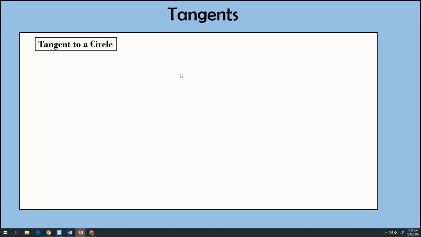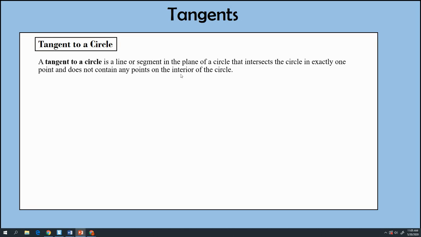Okay, so let's start out with the definition of a tangent line to a circle. A line is tangent to a circle, or a segment could be tangent to the circle, if it intersects the circle in exactly one point and doesn't contain any other points on the interior of the circle. Okay, so it's got to be a line that just touches the edge of a circle. And obviously, it can't pass through the circle or be touching the circle at 2 points like a chord does. So this has just got to kind of glance off the side of the circle and hit it in just one spot. And that spot that it hits the circle in is called the point of tangency.